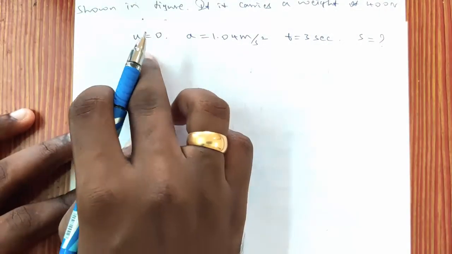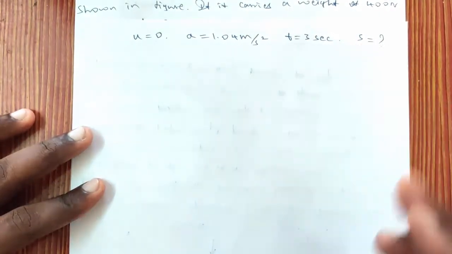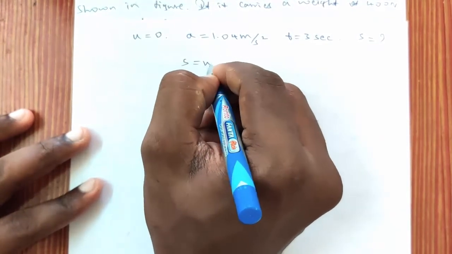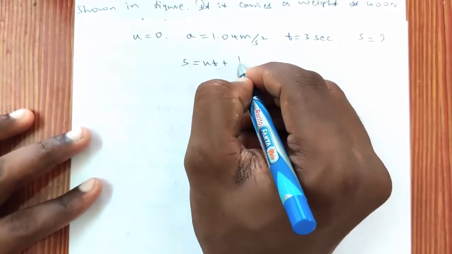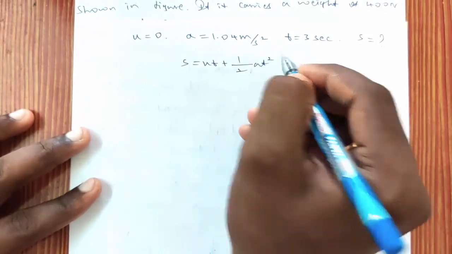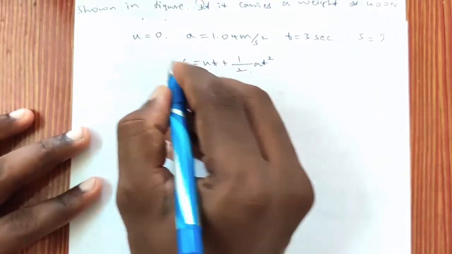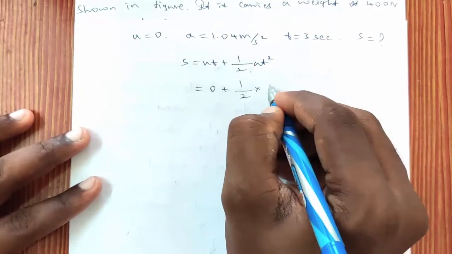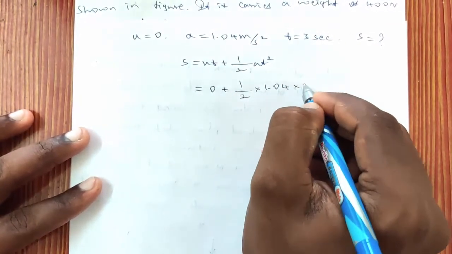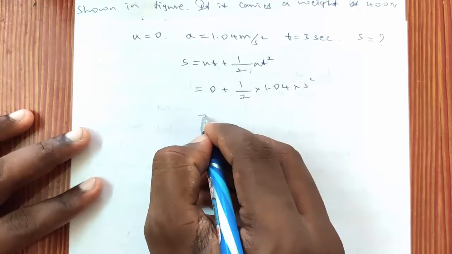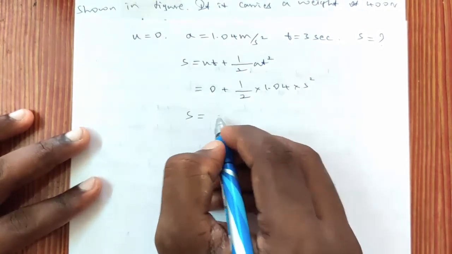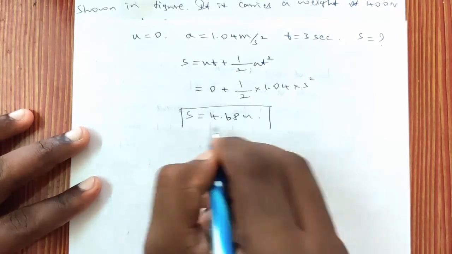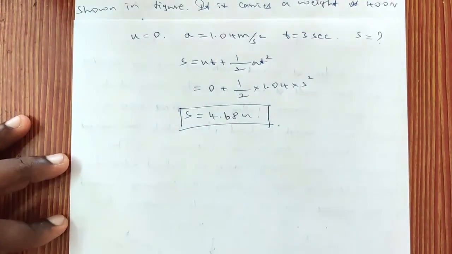So here we have U, A and T. The only unknown value is S. So we can use the second equation. S is equal to UT plus half AT square. We can substitute the values. U is 0 plus half into A is 1.04 into 3 square. So if you solve this equation, finally you will get S is equal to 4.68 meter. That's all. Thank you.